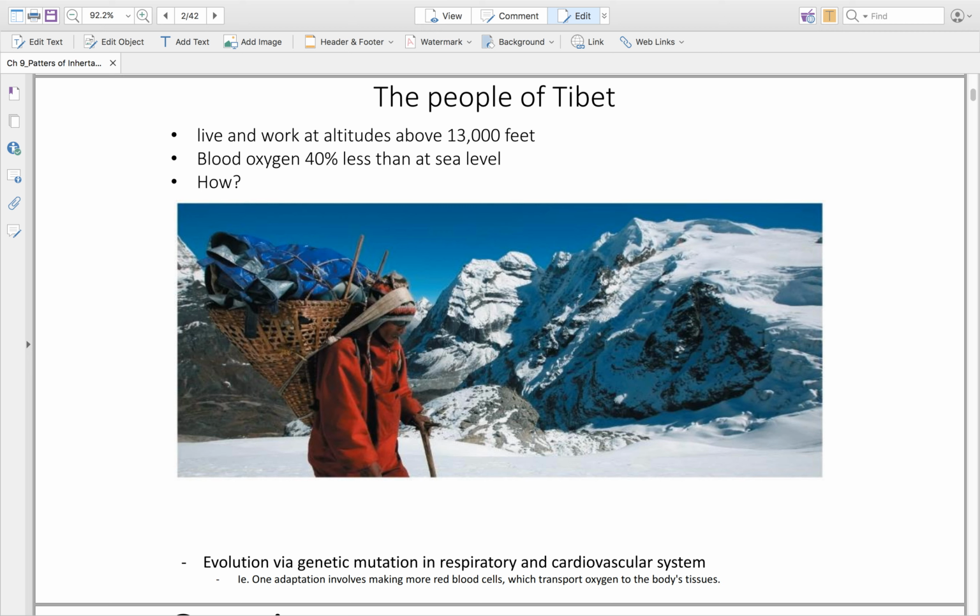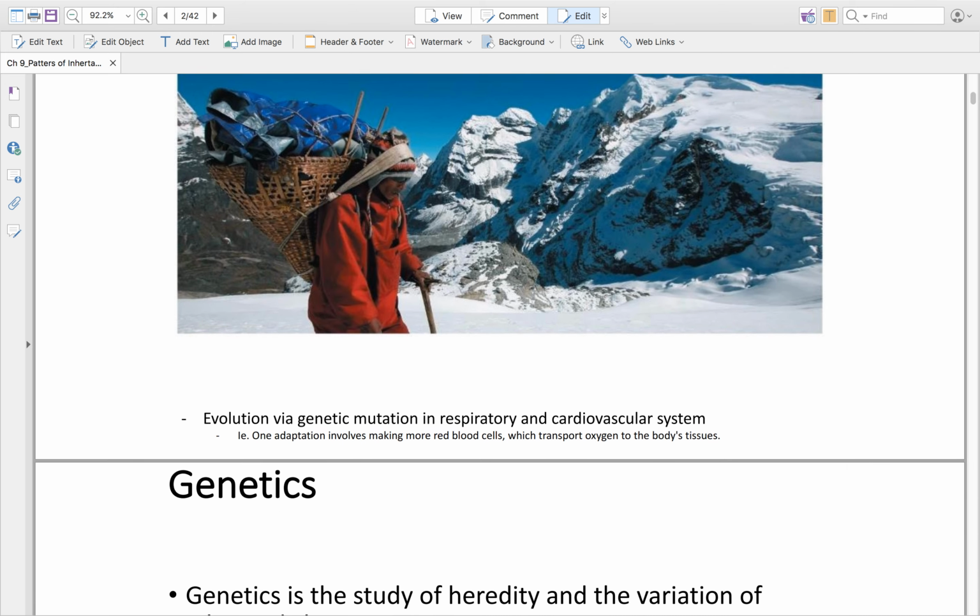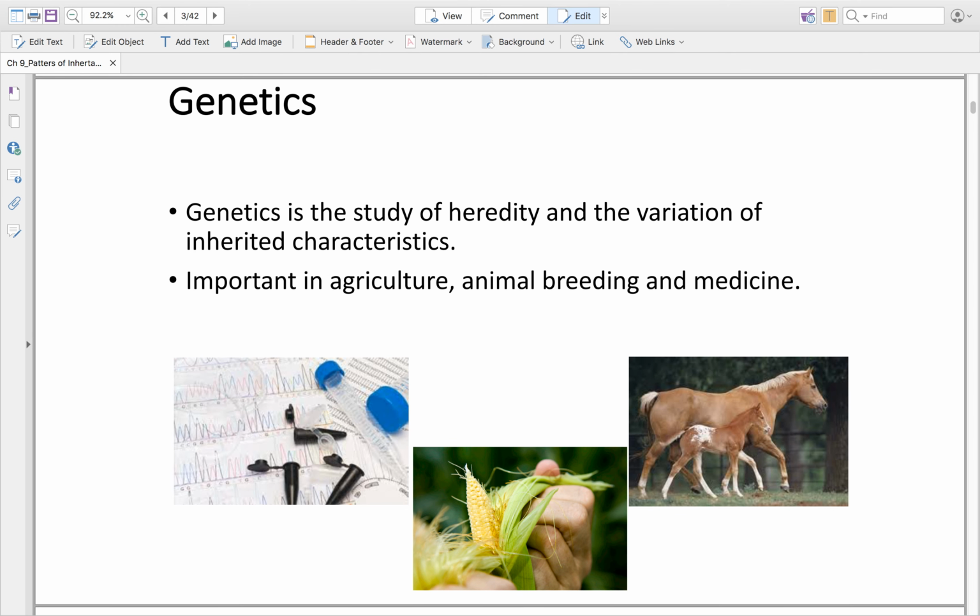The simple answer is that evolution has occurred in these people. They have lived in this region for maybe 1100 years or more, and over that time they have acquired genetic mutations that allow them to breathe, process and transport oxygen through their cardiovascular and respiratory system at this altitude, because of genes that we of course don't have. So keep in mind that people evolve, animals evolve, and they evolve to suit their environment. Now we're going to look at the history of genetics and some background information to start with.